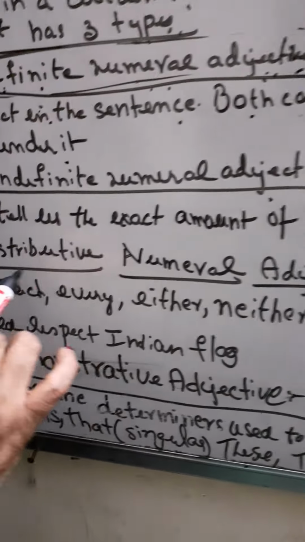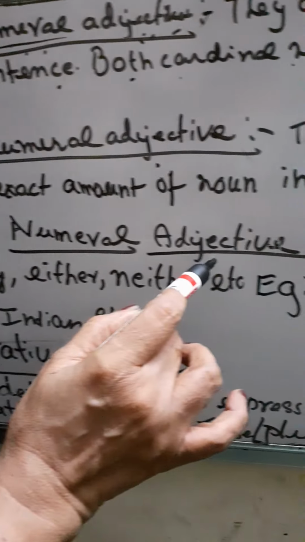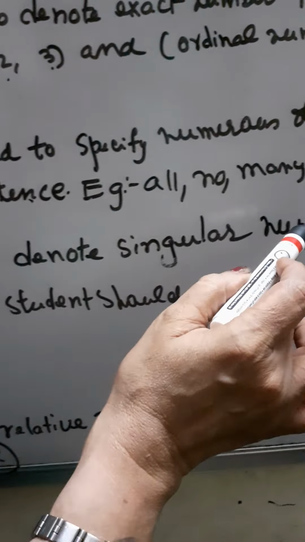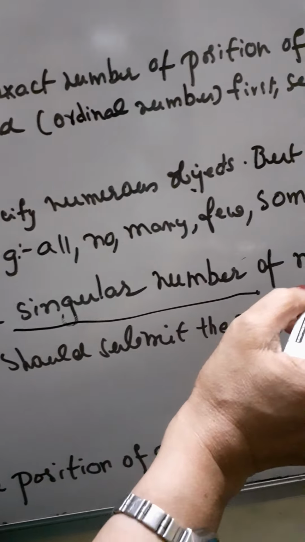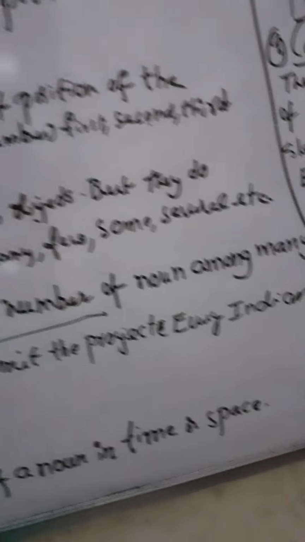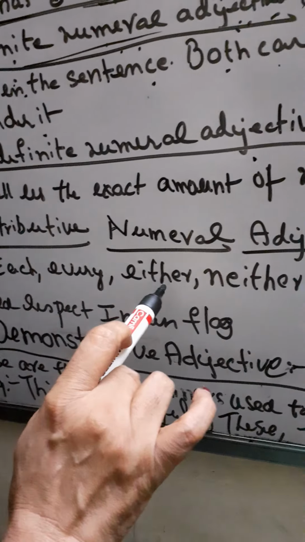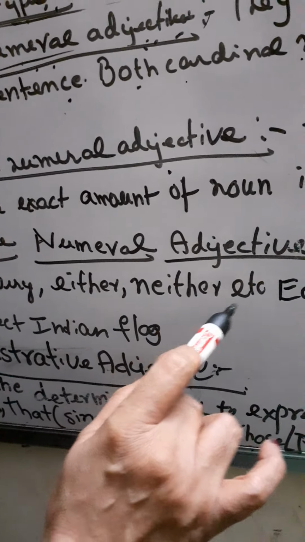Now, third one is distributive numeral adjective. They denote a singular number of a noun among many. Example: each, every, either, neither.